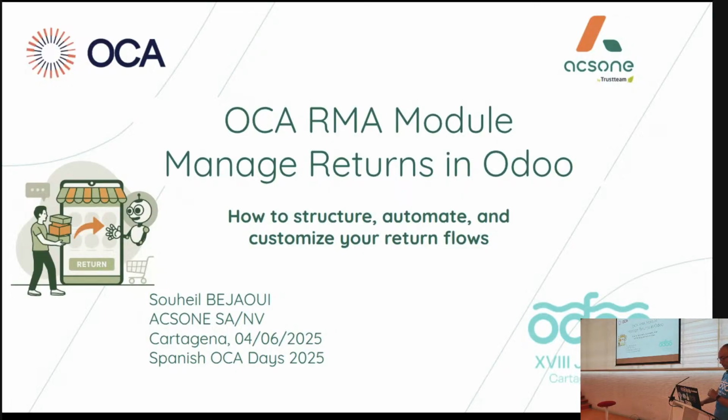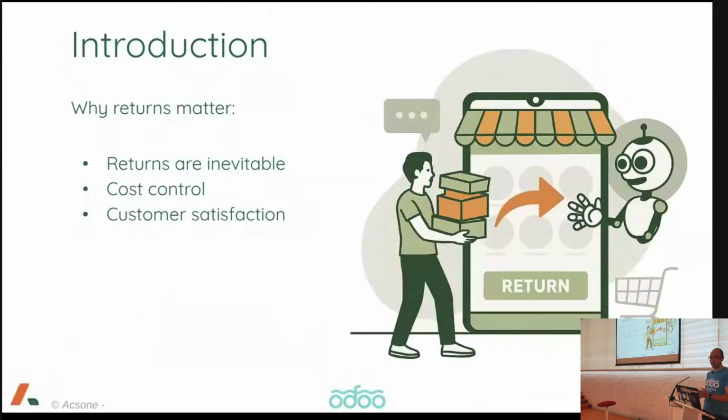Let's start. The question is simple: why do returns matter? Any business needs returns. People make mistakes. Your customer can make a mistake when he encodes his order. He can change his mind. The operator working for you can make a mistake. He can deliver another product than the customer ordered. We can miss some quality control, so we can deliver a defective product.